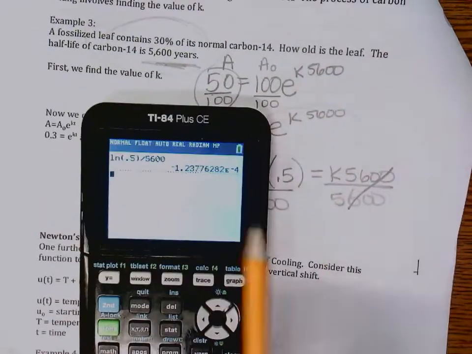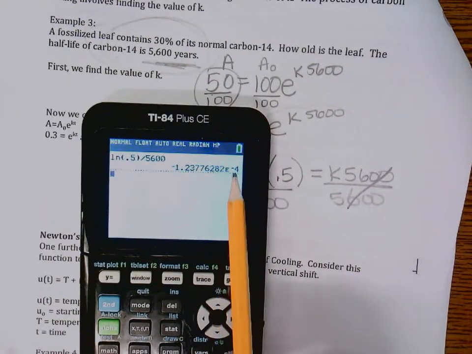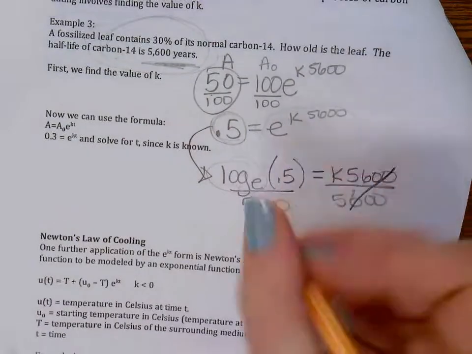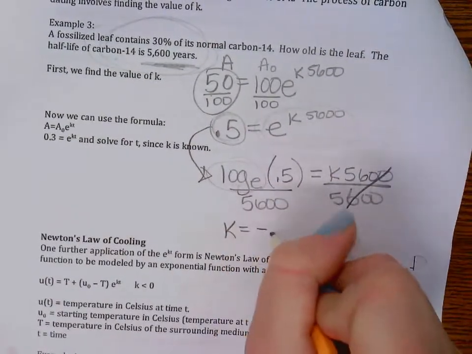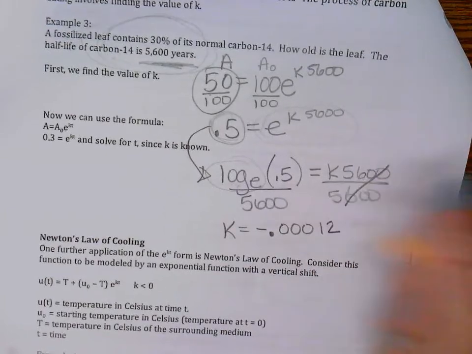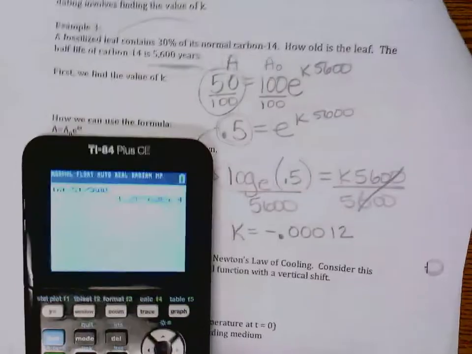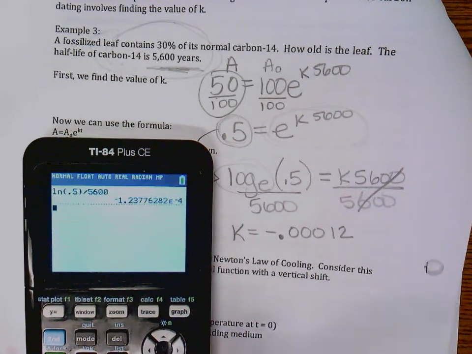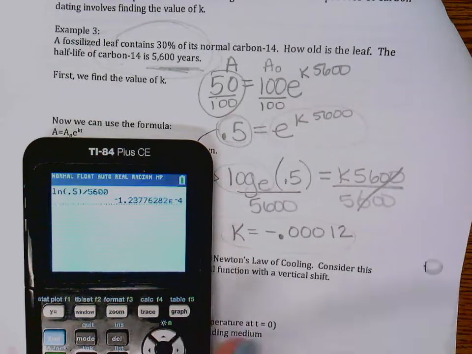Do you see how there's that E-4? That means you're sliding the decimal place 4 places to the left. So I'm going to write it down as a decimal, -0.000, what, 1, 2? See how I slid it 1, 2, 3, 4 spaces to the left? That would give me 3 zeros and then 1, 2. I'm going to use the full value on my calculator for the calculations. This is just so I have something to write down on my paper.